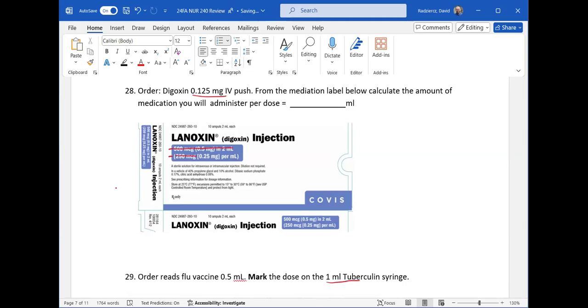Basically, they're showing you that they're the same information. I don't know why they have to tell you the 2 milliliters versus the 1 milliliter, but I would just use the one, and then you're going to do ordered over available. So 0.125 milligrams over your 0.25 milligrams times 1 ml. And then you're going to get whatever that is. 0.125 divided by 0.25 is just 0.5.